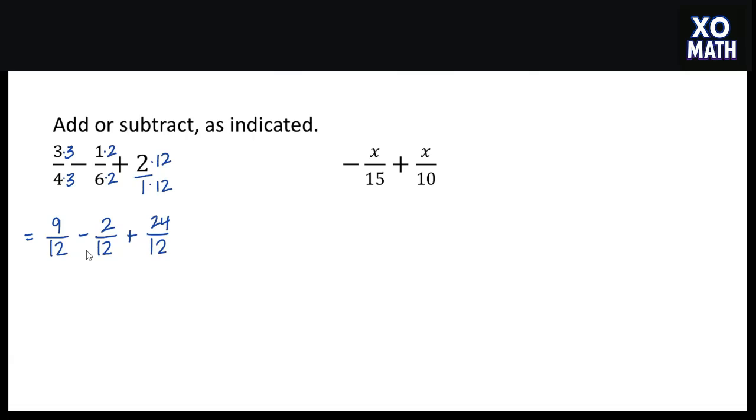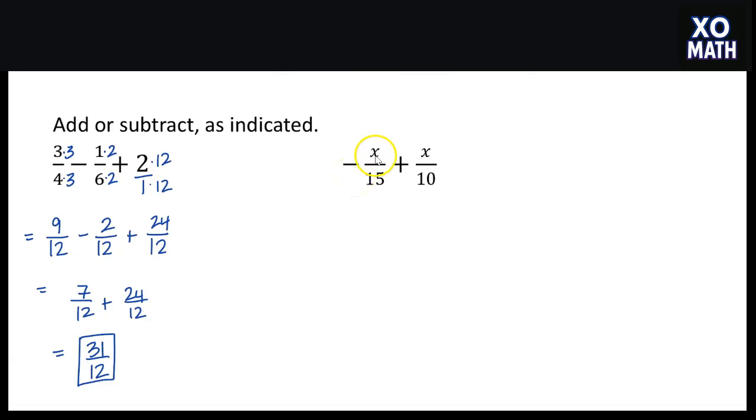We do have to follow order of operations. We perform all addition and subtraction from left to right. So first we're going to do 9 minus 2, which is 7. So we have 7 over 12 plus 24 over 12. And now 7 plus 24 is 31 over that common denominator of 12.